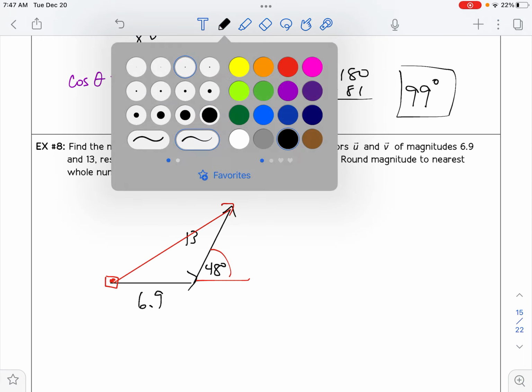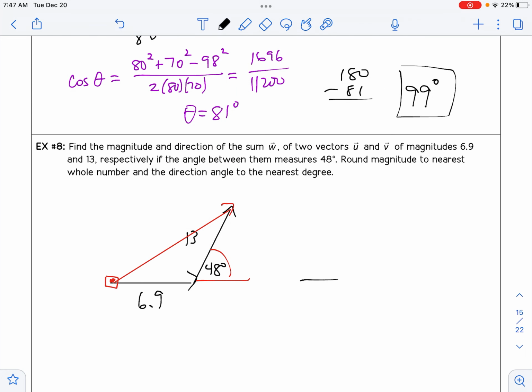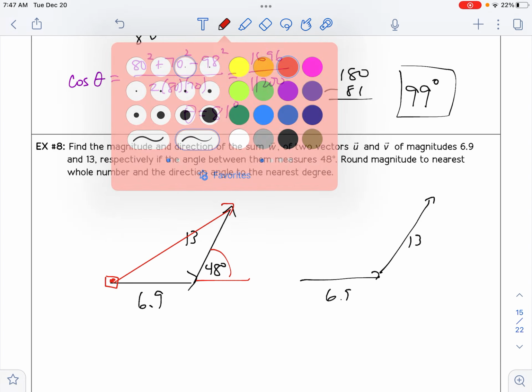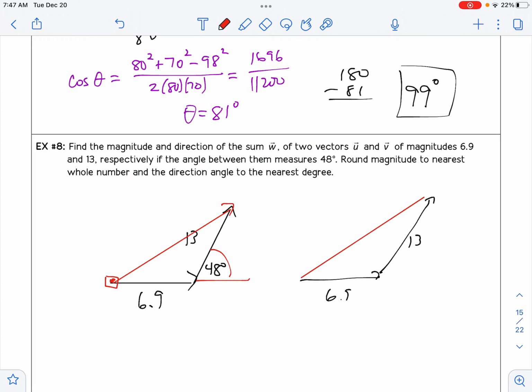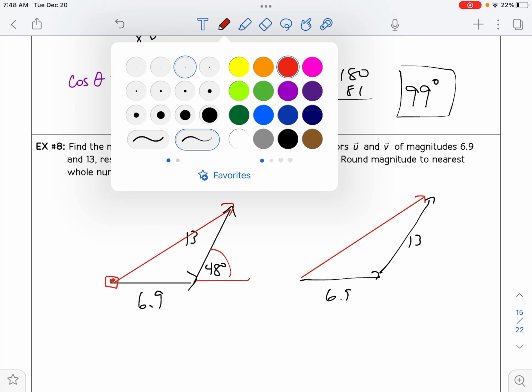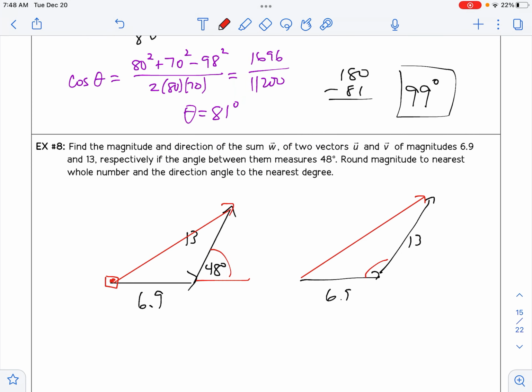So if I draw a new picture here, because that one looks a little sloppy, I'm going to have 6.9 here for this vector. This vector here is 13. The resultant vector connects the two together. And I know that this angle here is going to be 180 minus 48, which is what, 132?